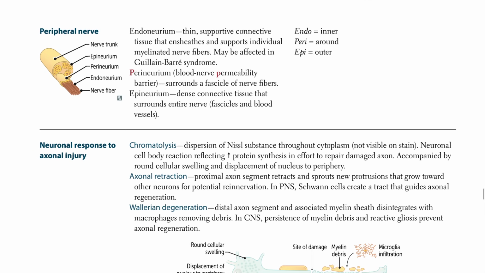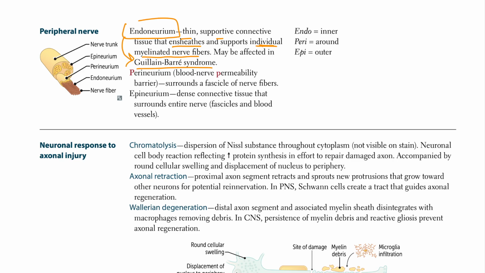We have the peripheral nerve. In the peripheral nerve, we have the endoneurium. Endoneurium is the thin, supportive connective tissue that sheaths and supports individual myelinated nerve fibers. It may be affected in GB syndrome, GBS, Guillain-Barré syndrome. So endoneurium is going to be affected in GBS.